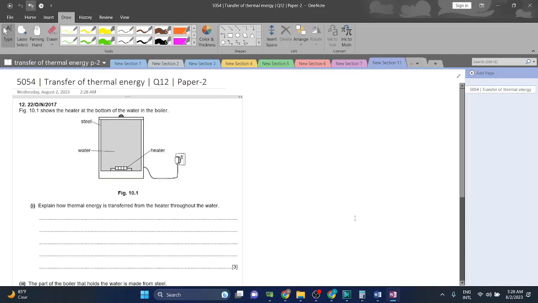Let's start. Question 12. Figure 10.1 shows the heater at the bottom of the water in the boiler. Explain how thermal energy is transferred from heater throughout the water. Okay, heater is at the bottom. That means, for example, the heater is not switched on yet. Right now the heater is switched on.